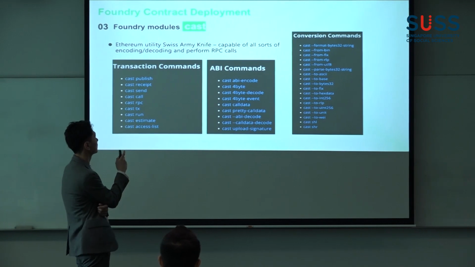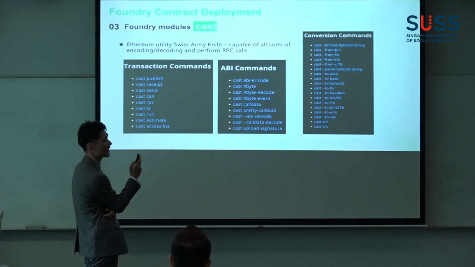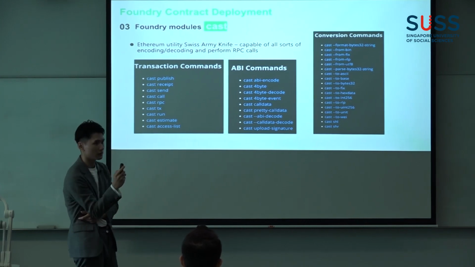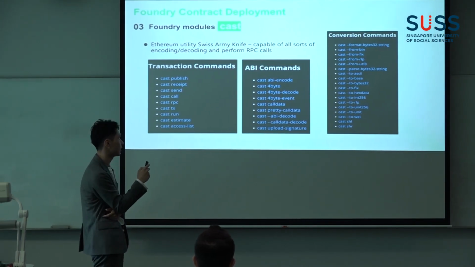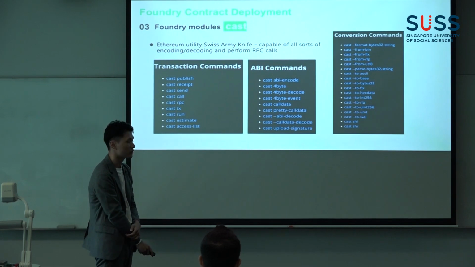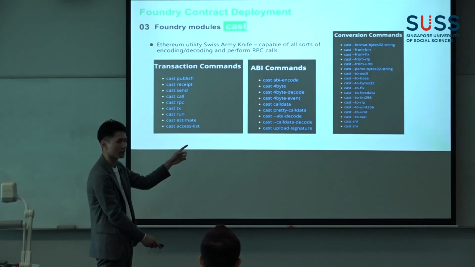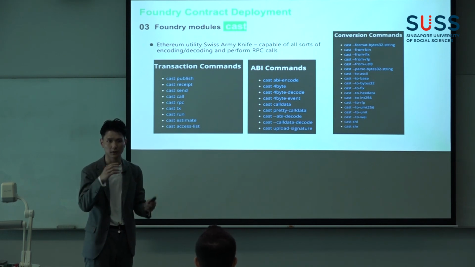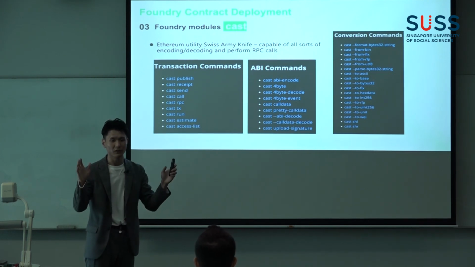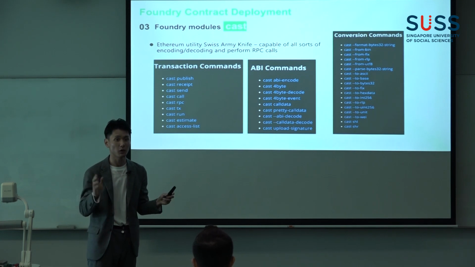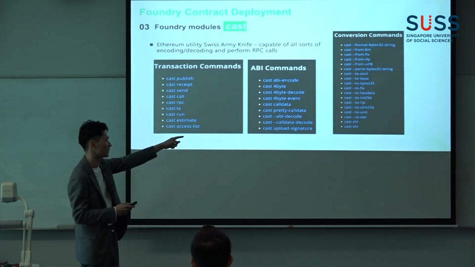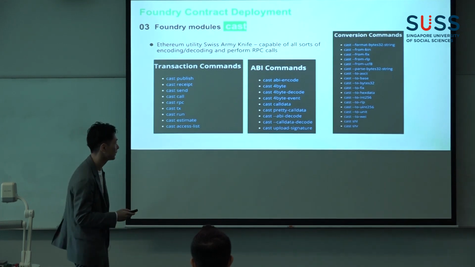And this one is a Swiss Army knife called Cast. Cast is very convenient for some blockchain-related operations. For example, I can compute a function signature. Before, I had to go to a website to decode a weird long hexadecimal string to see what we are signing. But with this one, we can actually decode the message on the command line.